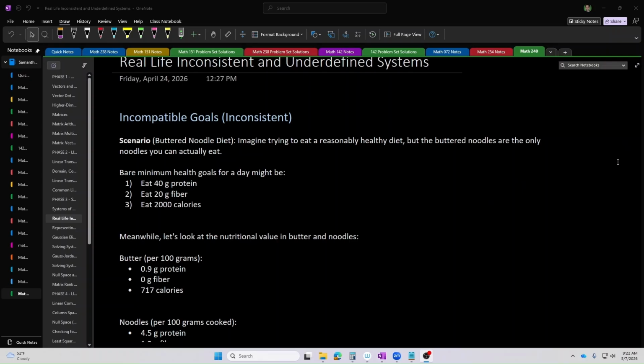So, for example, suppose you're somebody who's trying to eat reasonably healthy, right? But you're also somebody who has a lot of food sensitivities and is really only comfortable eating buttered noodles. So maybe your health goals for a day of eating are to eat 40 grams of protein, pretty bare minimum amount of protein, eat maybe 20 grams of fiber, eat maybe 2,000 calories, somewhere around that. Can you achieve these health goals on a diet of buttered noodles?